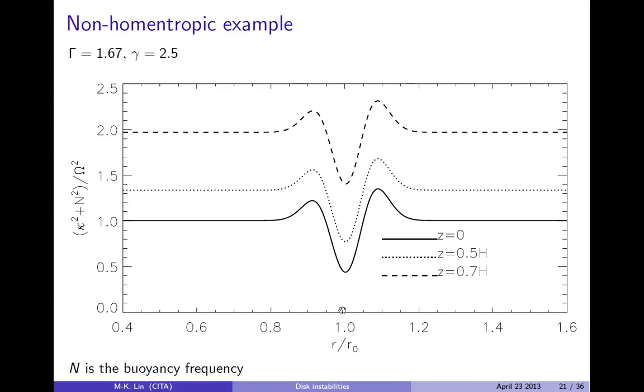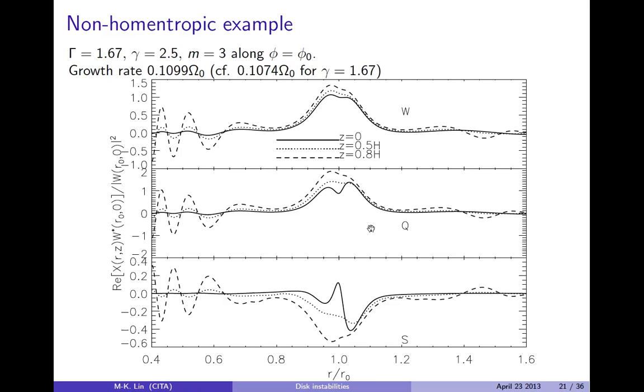So that's the basic state, and we want to look for instabilities associated with this radial structure here. This is the result of the linear eigenvalue calculation. I'm now plotting the eigenfunctions as a function of radius at three heights. So we're now plotting the solution in physical space. We'll just look at the enthalpy perturbation here, or actually this is the pressure perturbation.